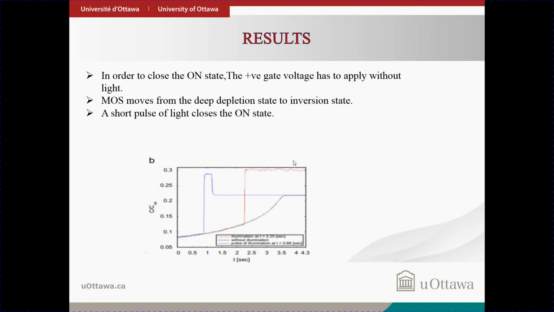Understand? In order to close the on state of the device, a positive gate voltage has to be applied without light, which means that under dark condition we have to apply the positive gate voltage. The MOS moves from the deep depletion state to the inversion state with a slow increase of capacitance with time, as the inversion layer is built by the thermal generation of minority carriers.